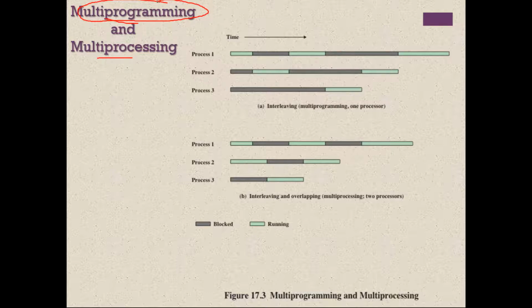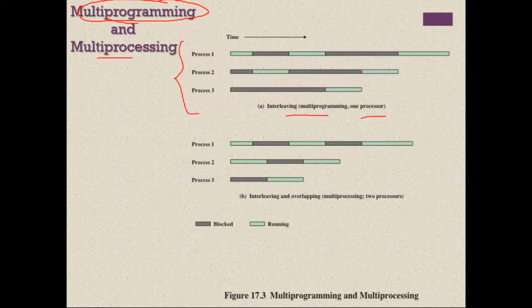That is, the processor executes one job for some time, and then it executes some other job for some other time, and the processor context switches at a very fast rate, in such a way that a human cannot recognize the difference. So this particular diagram is explaining interleaving, that is, multi-programming with one processor.